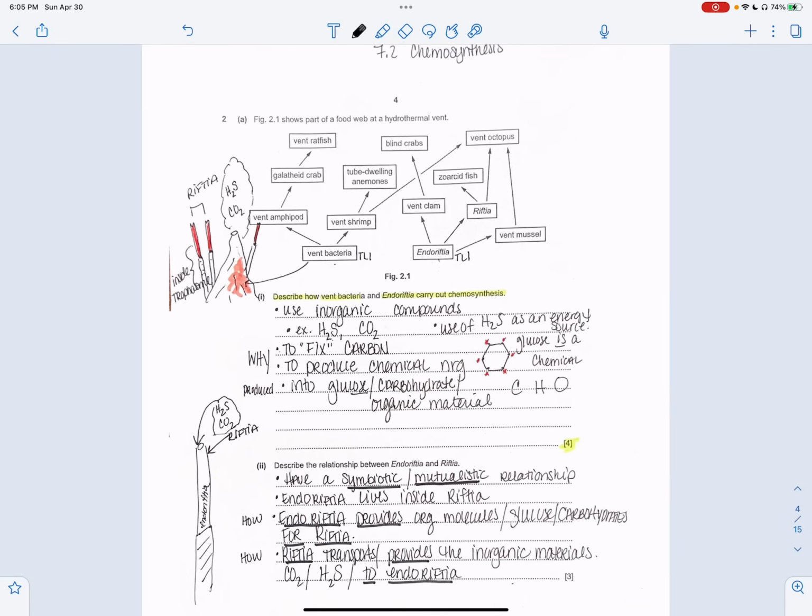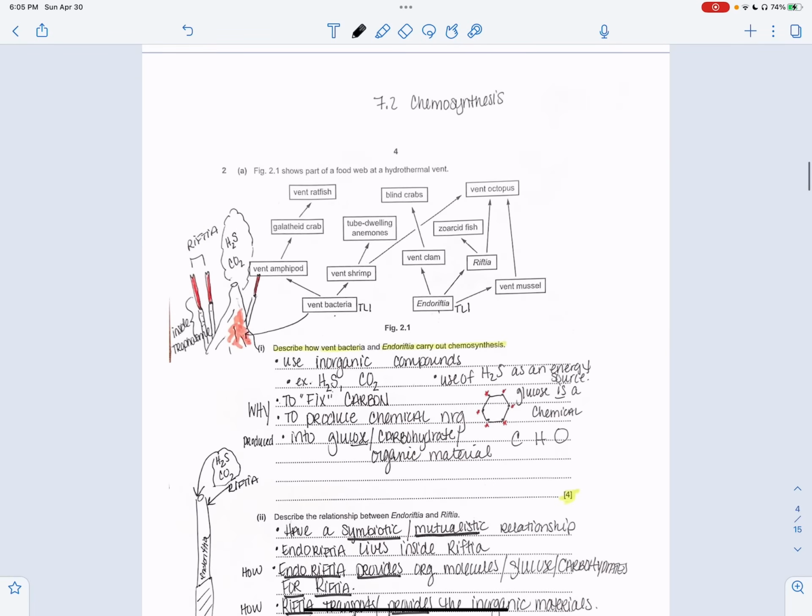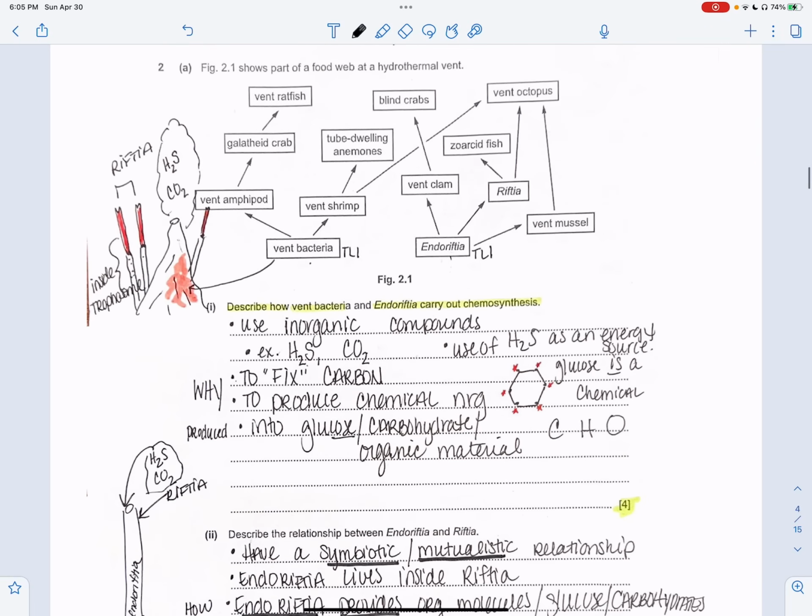Okay, so I've already done this question in class, so I just included the answers that I've already done, and then I'll go over it too. Okay, so this is showing chemosynthesis, which is 7.2. We're looking at part of the food web there.